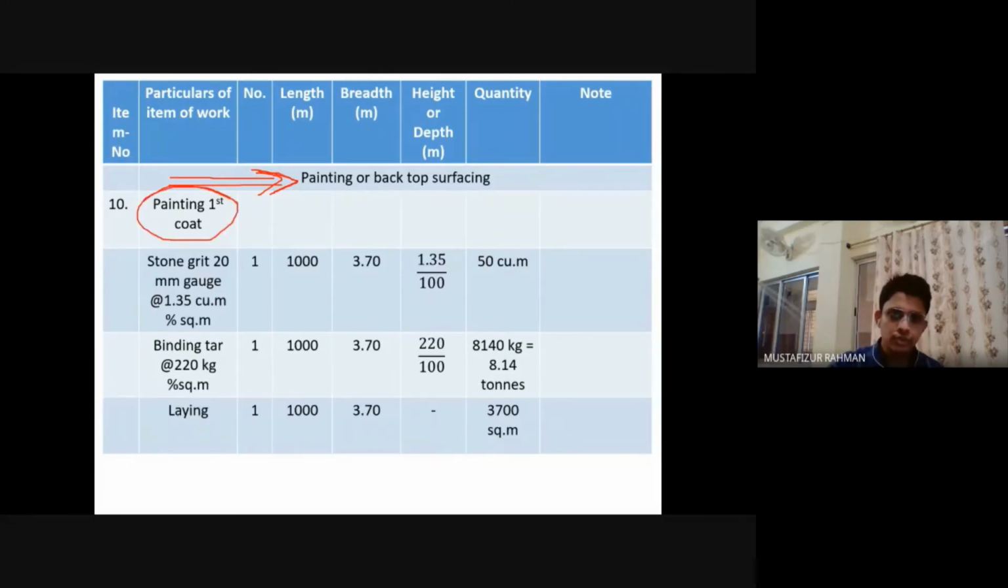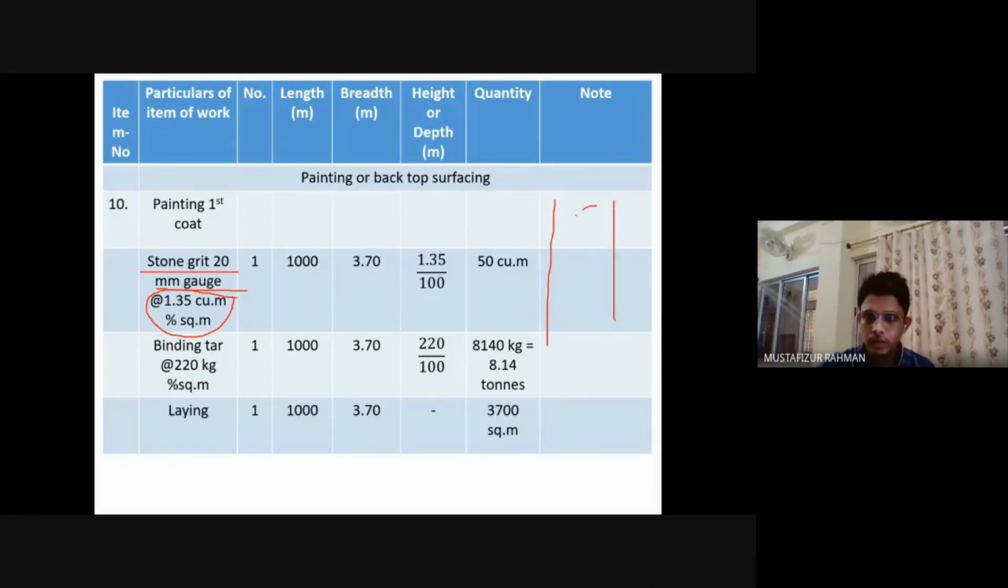So we are supposed to do two coats here, for the first coat. This is mentioned to us. If we go back to our question, we will see that this specification is mentioned. It says that we have to use stone grit 20 gauze at the rate of 1.35 cubic meter per 100 square meter. So we have to find out the area of the road, and this rate is given to us per 100 square meter.